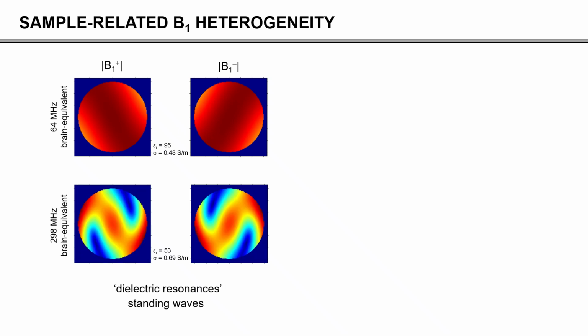If we now move to a higher field, you can see that this is still a brain equivalent phantom, but now you have much more heterogeneity as these standing waves become more dominant. The frequency here is higher. That means that the wavelength of the RF is going to be shorter, and there's basically a better opportunity to have a standing wave. People also refer to these as dielectric resonances as well. In this case, you can very clearly see that B1 plus and B1 minus are not the same.